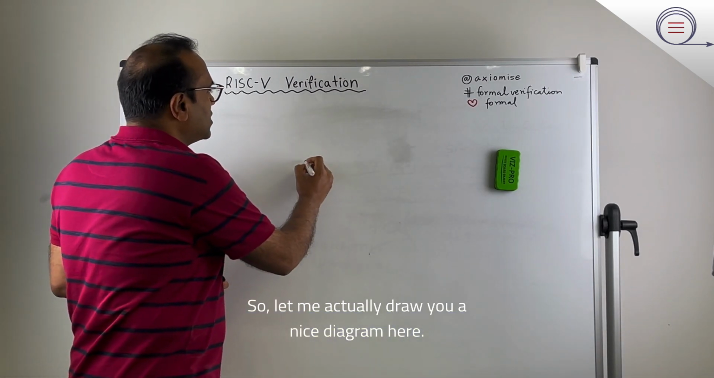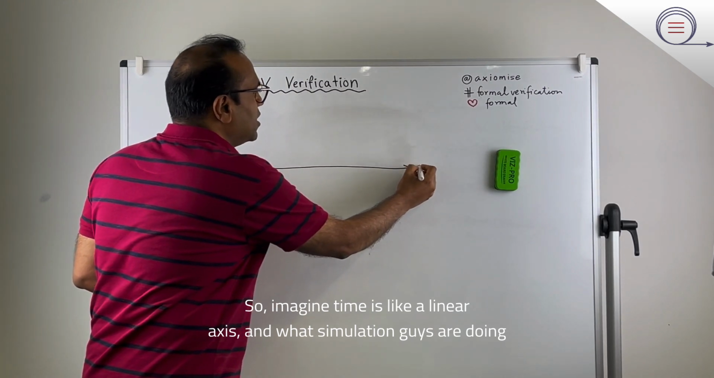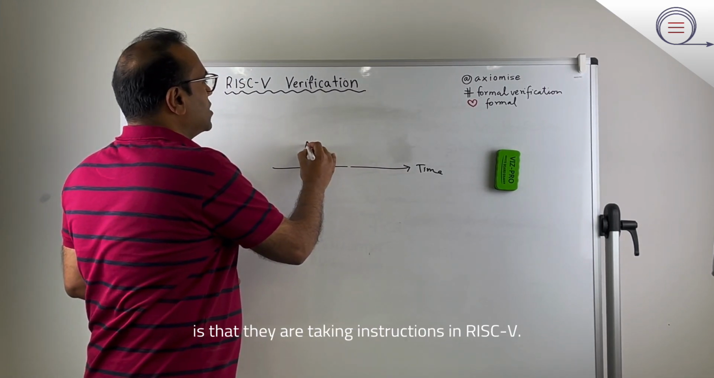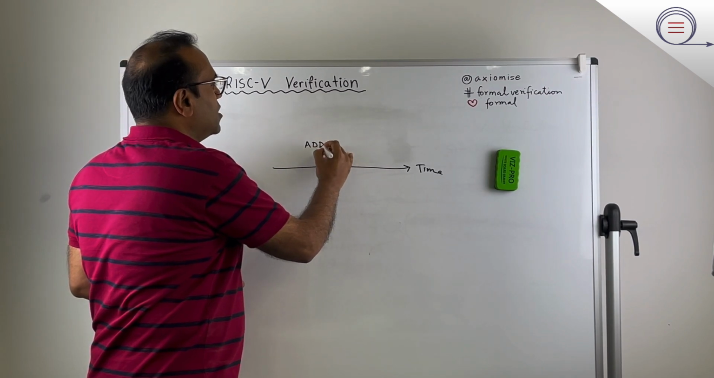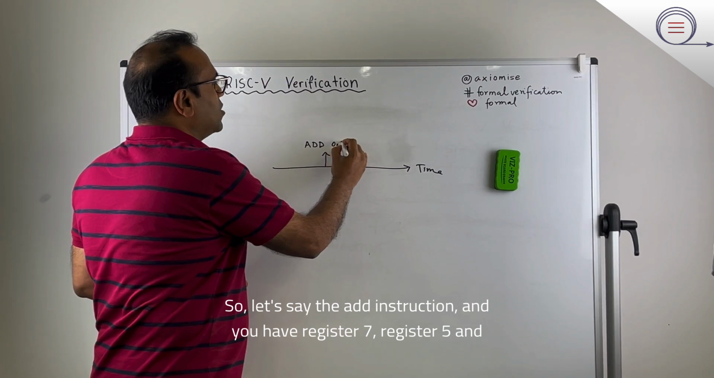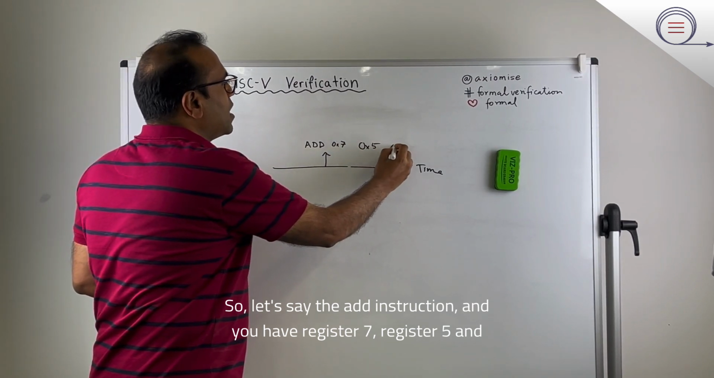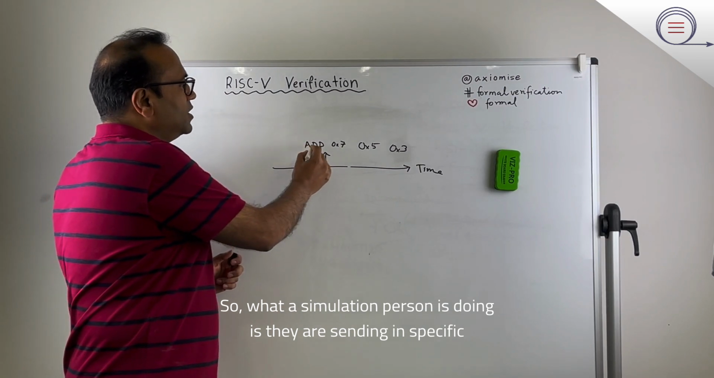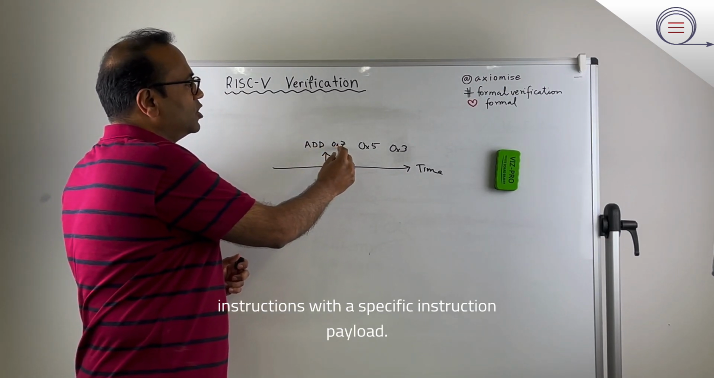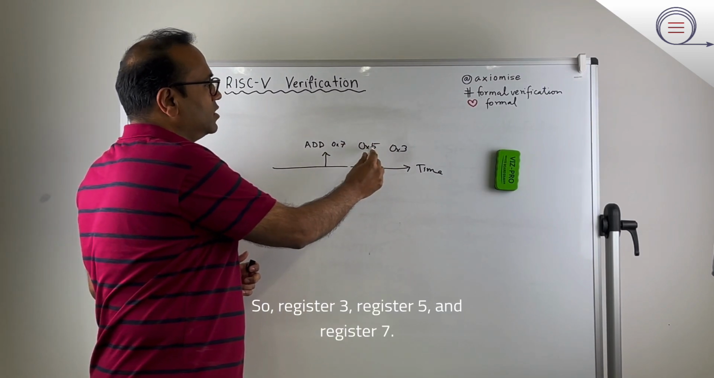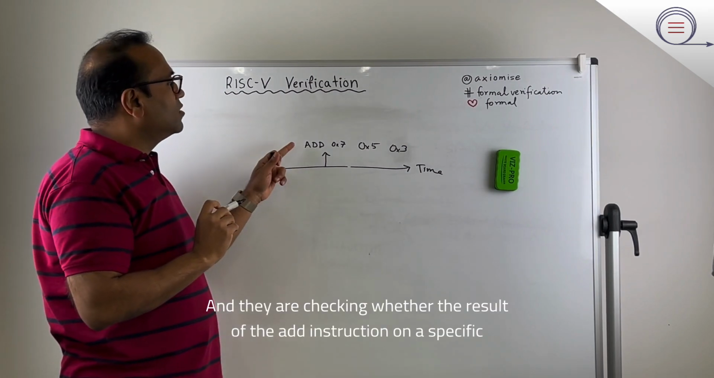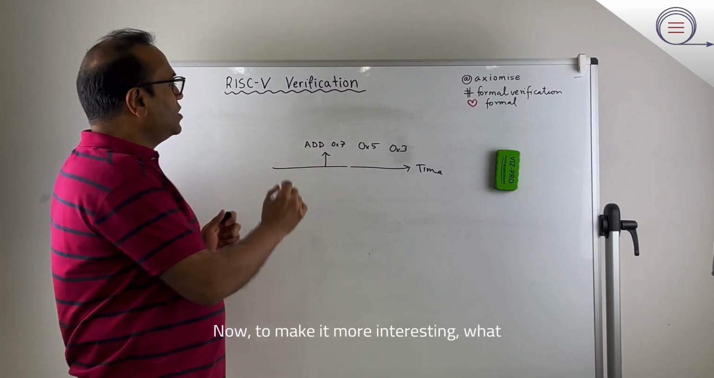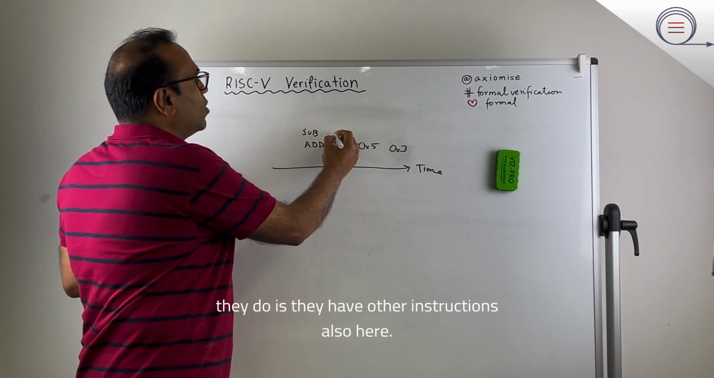So let me actually draw you a nice diagram here. So imagine time is like a linear axis, and what simulation guys are doing is they are taking instructions in RISC-V. So let's say the add instruction, and you have register 7, register 5, and register 3. So what a simulation person is doing is they are sending in specific instructions with a specific instruction payload, so register 3, register 5, and register 7, and they are checking whether the result of the add instruction on a specific processor is correct. Now, to make it more interesting, what they do is they have other instructions also here.